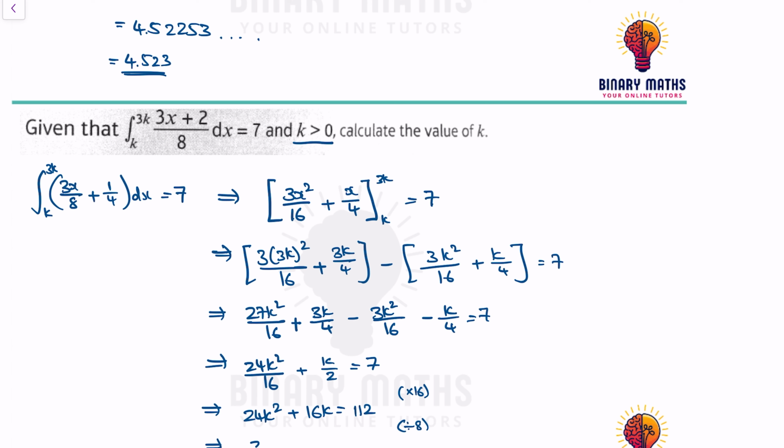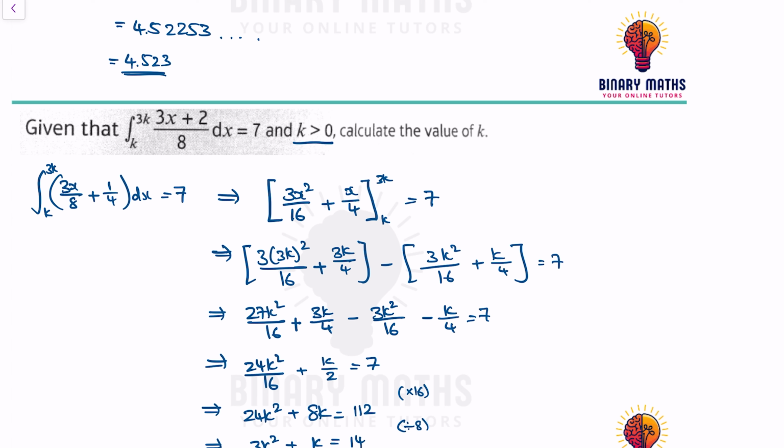I get 3k squared plus, oh, I made a mistake here. So I did times by 16. 24k squared over 16 times 16 gives me 24k squared. K over 2 times 16 gives me 8k. And 7 times 16 is 112. Okay, so when I divide by 8, I get k. And 112 divided by 8 is equal to 14.